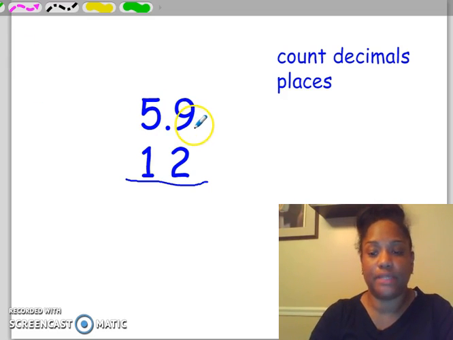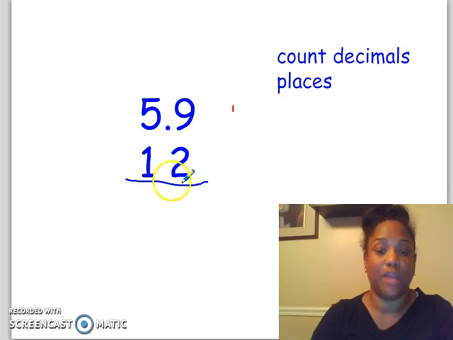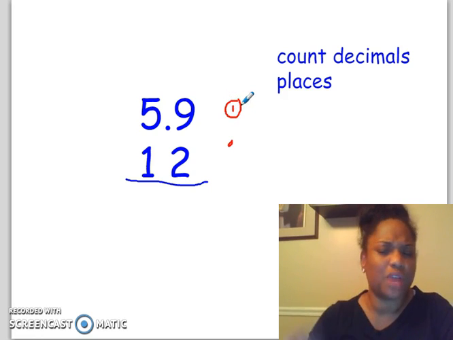So let's count the place values. This one has 1 place value. This one has 0. So now 1 plus 0 is 1. So this is going to be the number of place values. We're going to put that away because we're not going to need it right now. We're just going to multiply as we normally would any other two-digit number by a two-digit number.